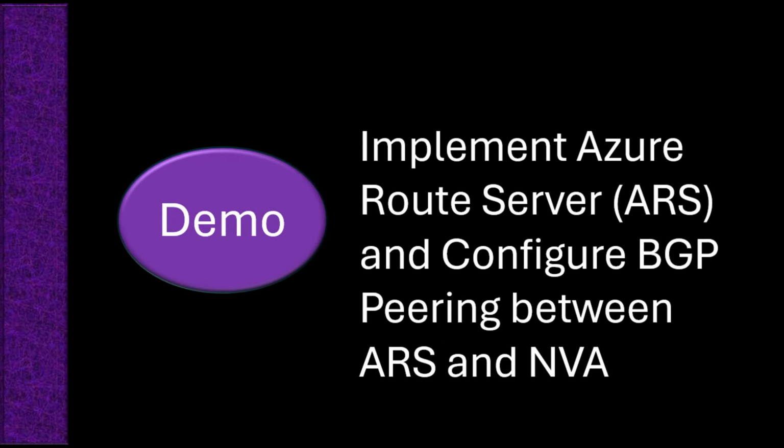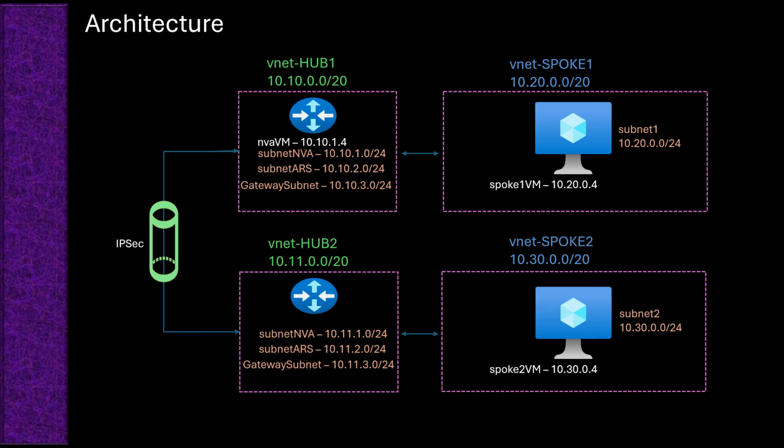In this video, we are going to understand the prerequisite for Azure Route Server and deploy Route Server, and then configure BGP peering between Route Server and NVA. Before creating the Route Server, let's understand what we are going to do.